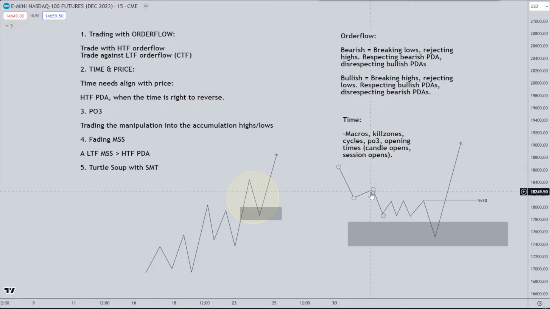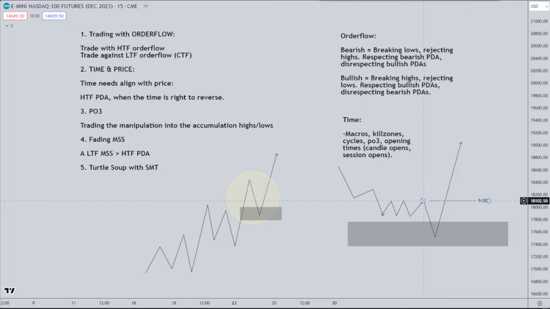Lower time frame looks bearish, right? But we still want to look for longs because we want to trade with higher time frame order flow. So this is how you often catch the top or bottom, which is what most people have a hard time with. But it's simply trading with higher time frame order flow into a higher time frame PDA, right? When time and price align.